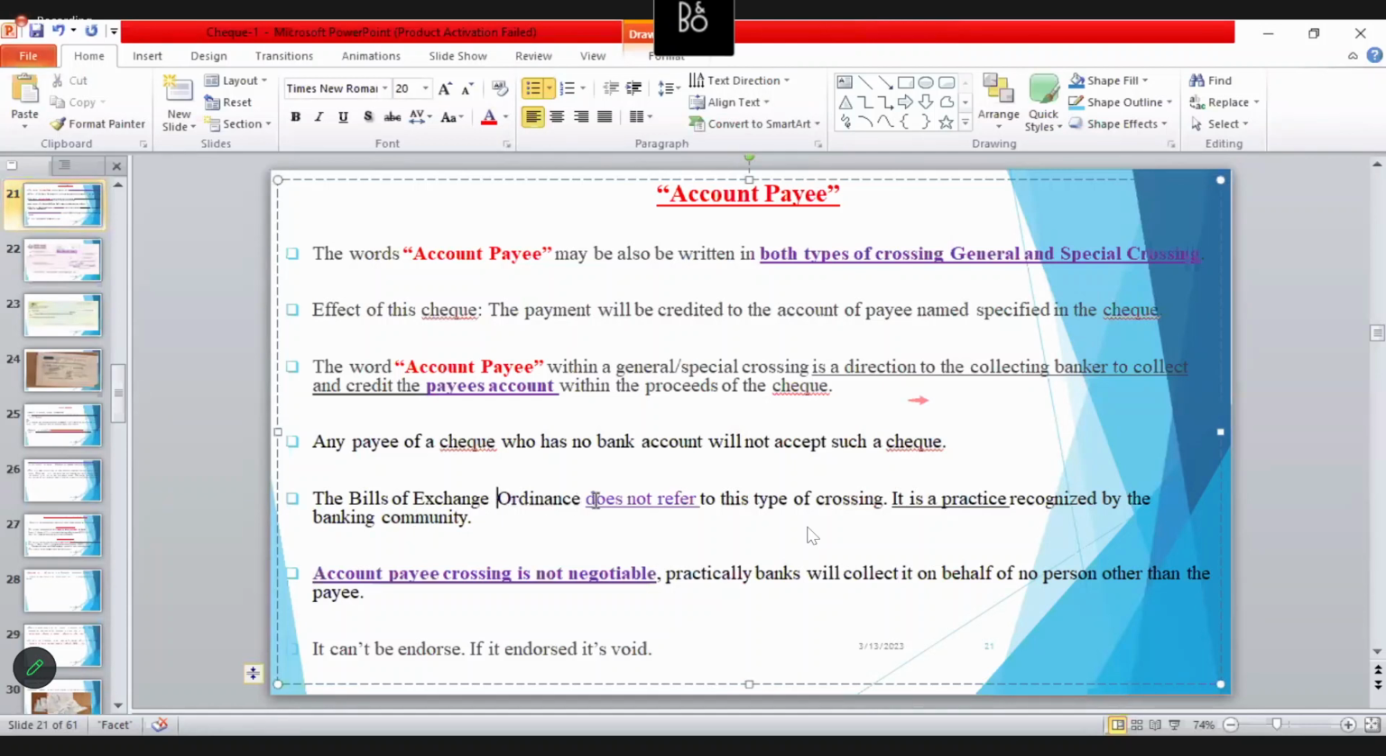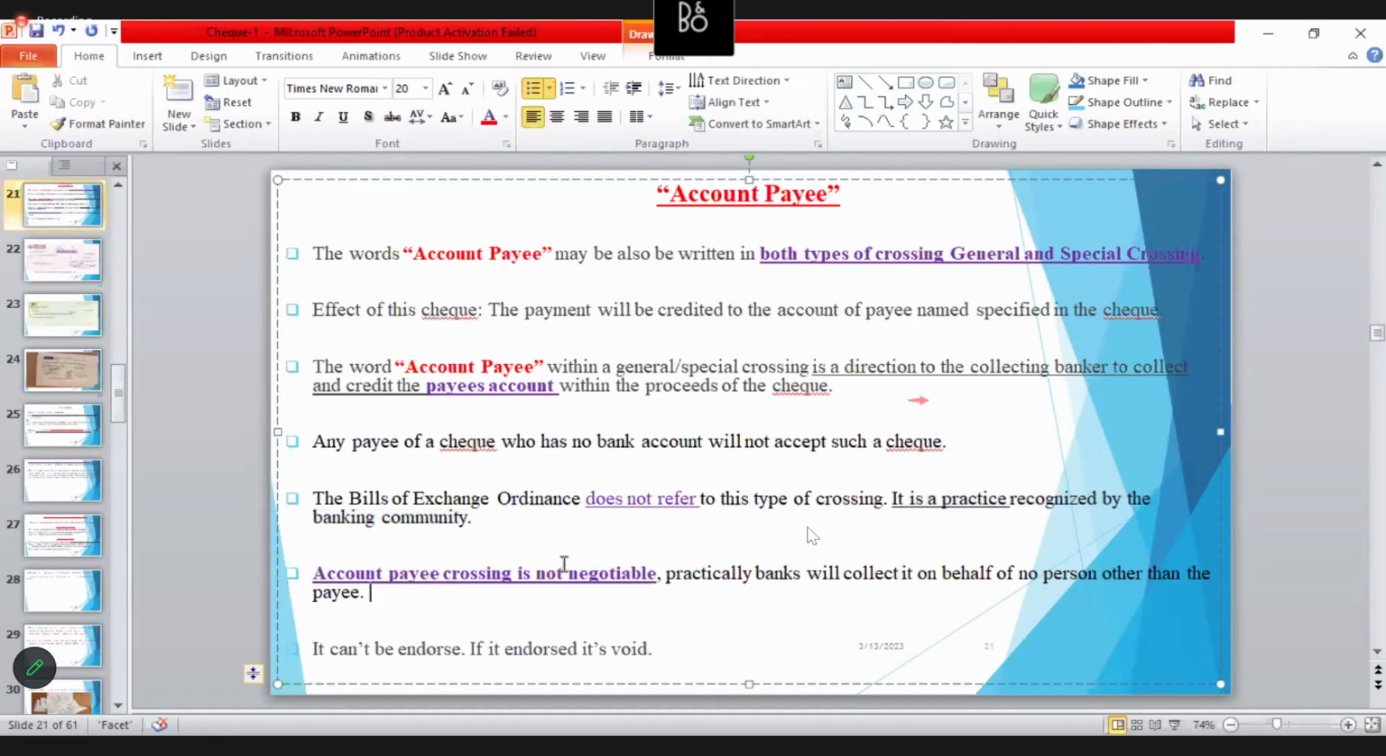The Bills of Exchange Ordinance does not refer to this type of crossing. Our Bills of Exchange Ordinance doesn't have any provisions regarding the account payee check. It is a practice recognized by the banking community. You cannot see a specific provision in the Bills of Exchange Ordinance. It's a practice evolved by the banks.